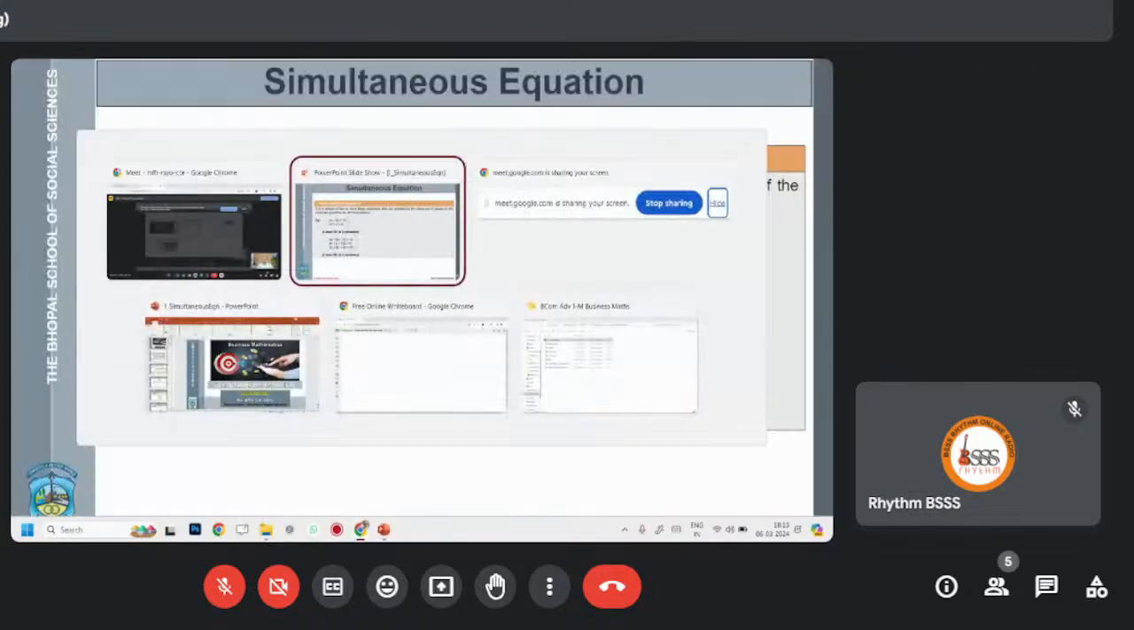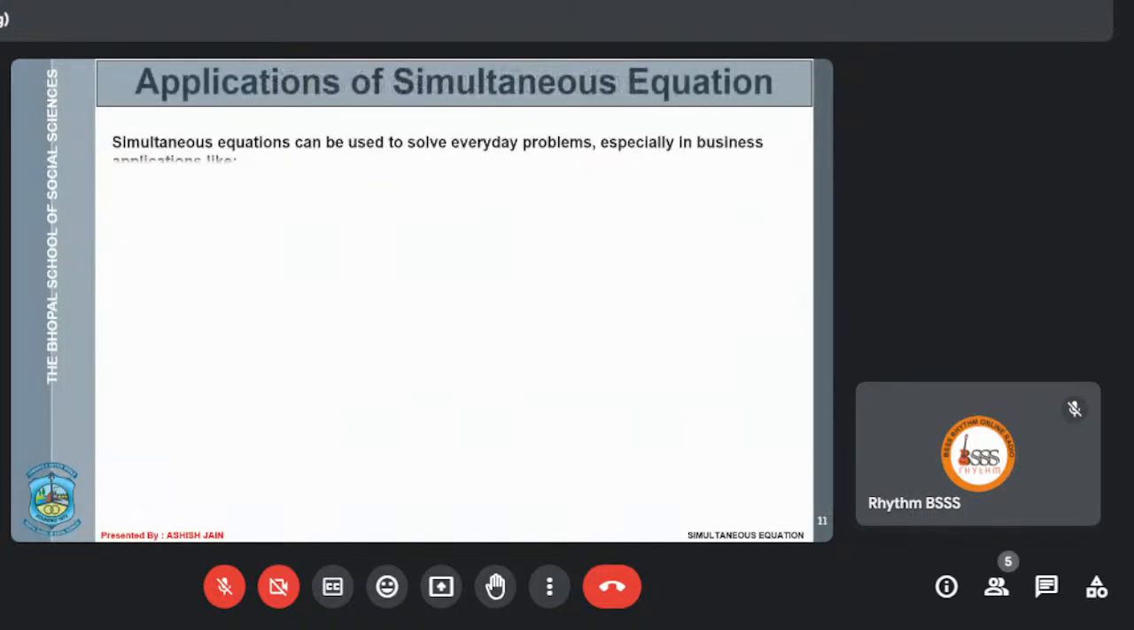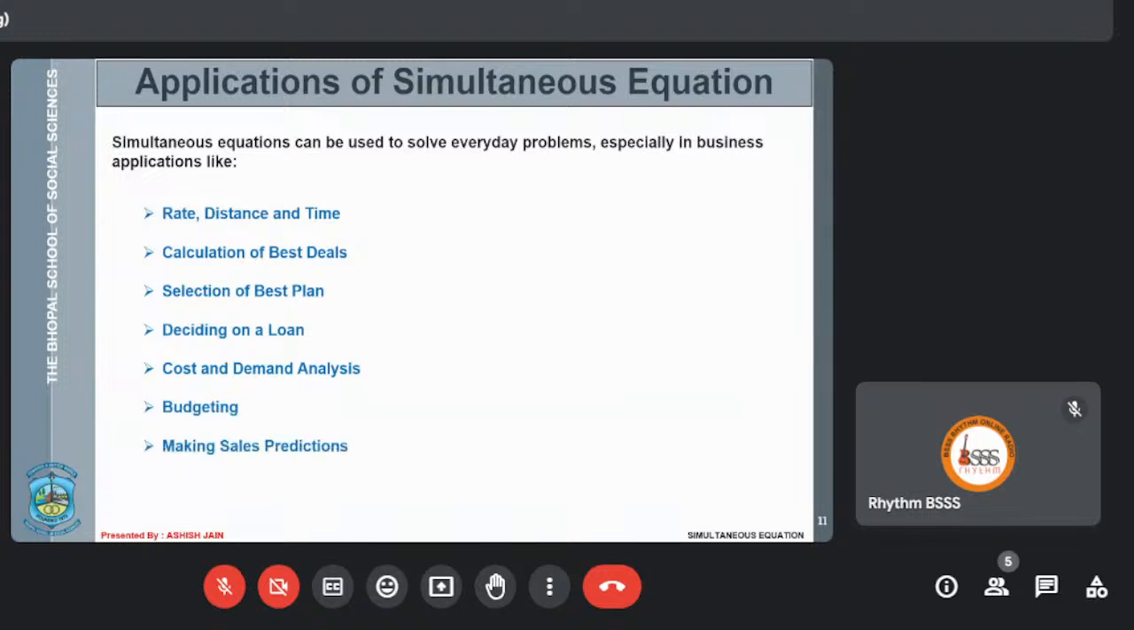Chalo, let's move on. What are the applications of simultaneous equation? We have certain applications, like it is useful in calculation of rate, distance, time, calculation of best deals, calculation of best plans, deciding on the loan amount, cost and demand analysis, budgeting. So for all these real life problems, we make use of concepts of simultaneous equation in some way or the other.